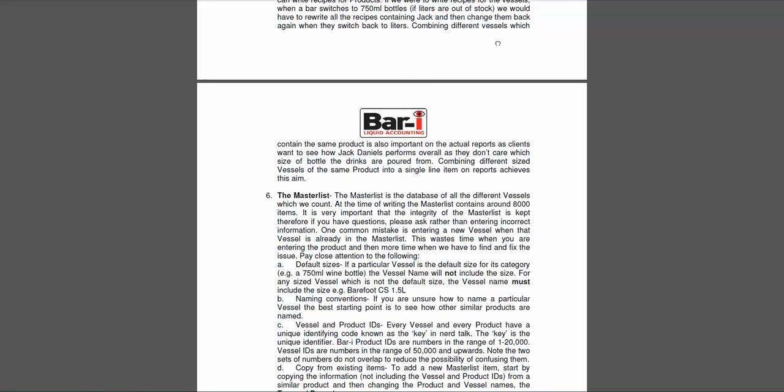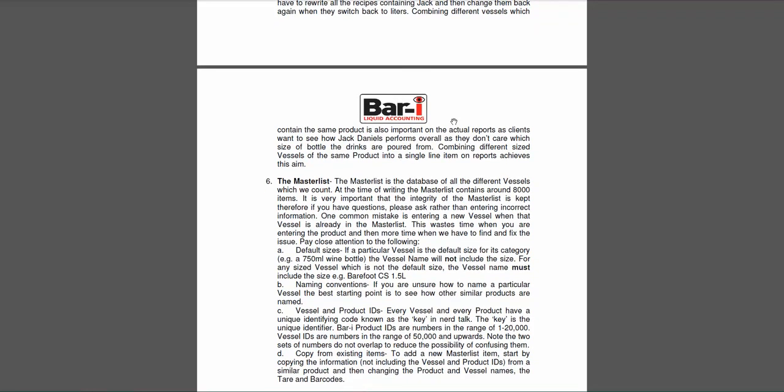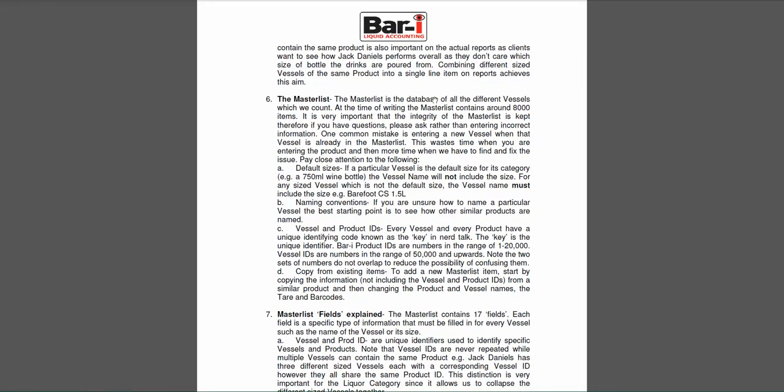but basically it's all to do with the necessity to combine them together, so we track the usage of the product overall, and collapsing them together achieves the aim of making this show on a single line report. And then a final word on this is that liquor category is the only category where we collapse different sizes. The reason for that is that it's not super common, but it does happen somewhat frequently that bars have different size vessels of the same product, and it's therefore important to collapse them together.